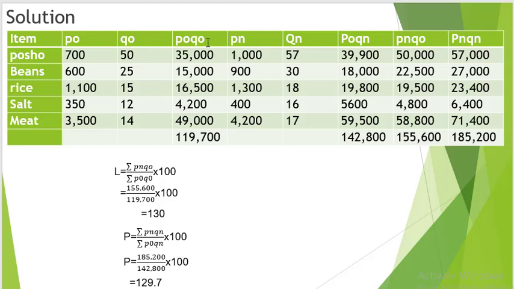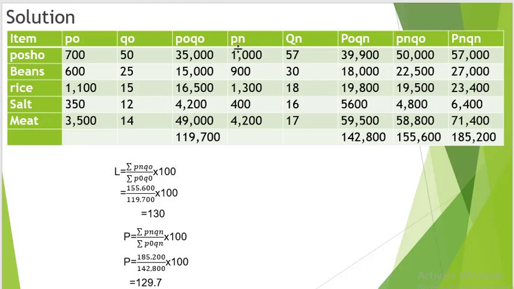P naught, Q naught. Multiply this and this, you come up with 35,000. Multiply this and this, you come up with 15,000. Multiply this and this, you come up with 16,500. Multiply this and this, you come up with 4,200. Multiply this and this, you come up with 49,000.